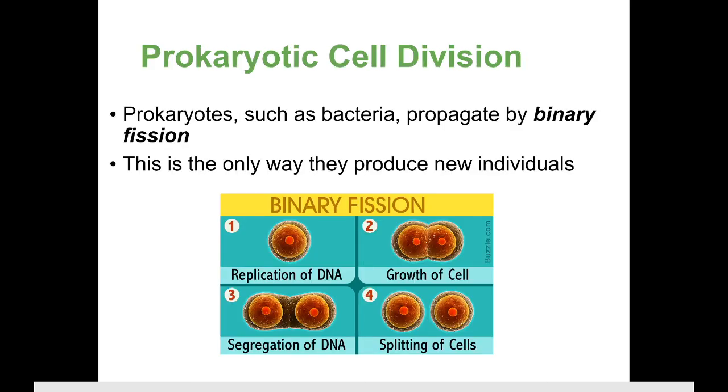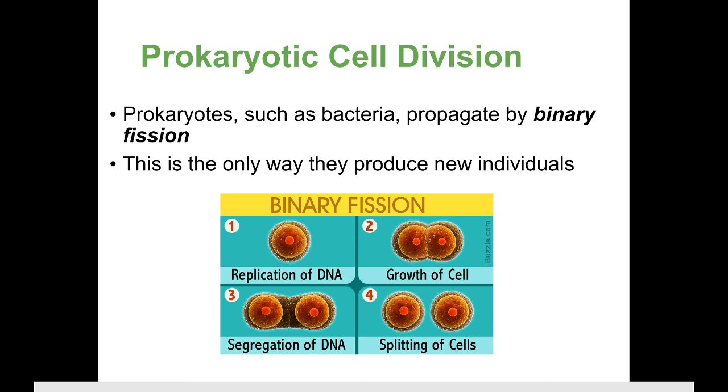The very last slide, pretty short video. We're going to spend literally one slide talking about prokaryotic cell division. So prokaryotes, like bacteria, propagate, and all propagate means is to reproduce. So you could replace that with reproduce. So prokaryotes, such as bacteria, reproduce by binary fission. And this binary fission is the only way they produce new individuals. So you can see the 4 steps of binary fission below.